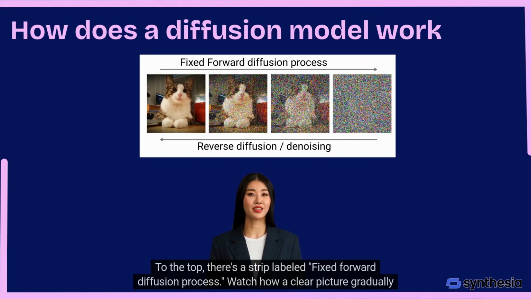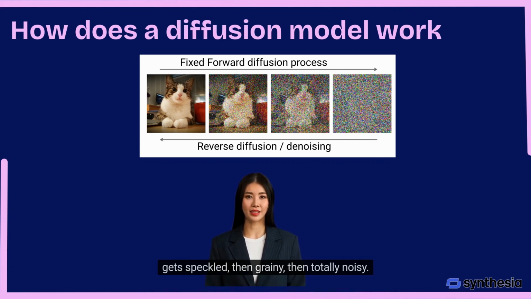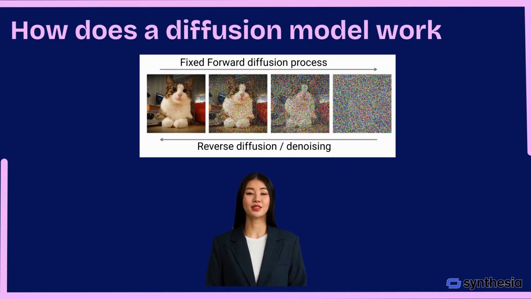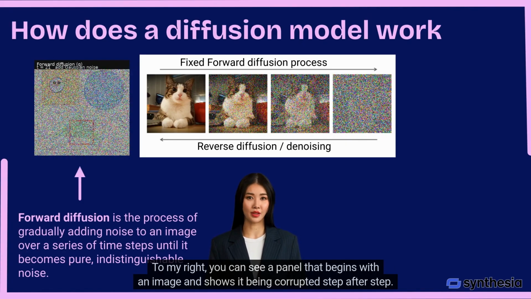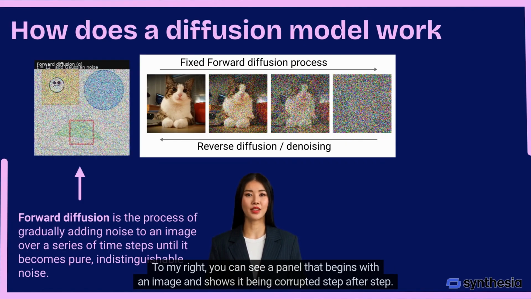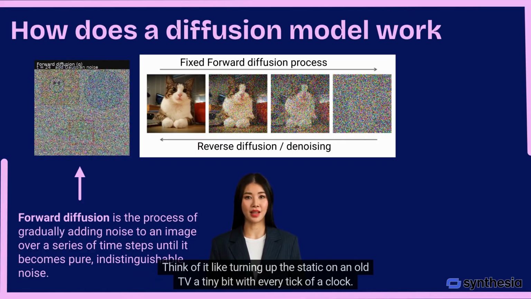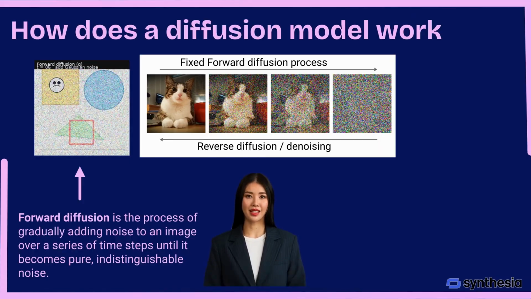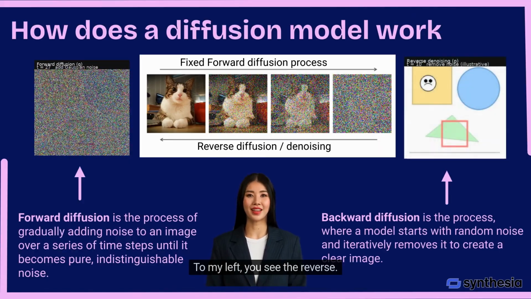Now, let me anchor this to what you see on the slide. To the top, there's a strip labeled Fixed Forward Diffusion Process. Watch how a clear picture gradually gets speckled, then grainy, then totally noisy. That's forward diffusion, predictable, the same every time. To my right, you can see a panel that begins with an image and shows it being corrupted step after step. Think of it like turning up the static on an old TV a tiny bit with every tick of a clock. To my left, you see the reverse.